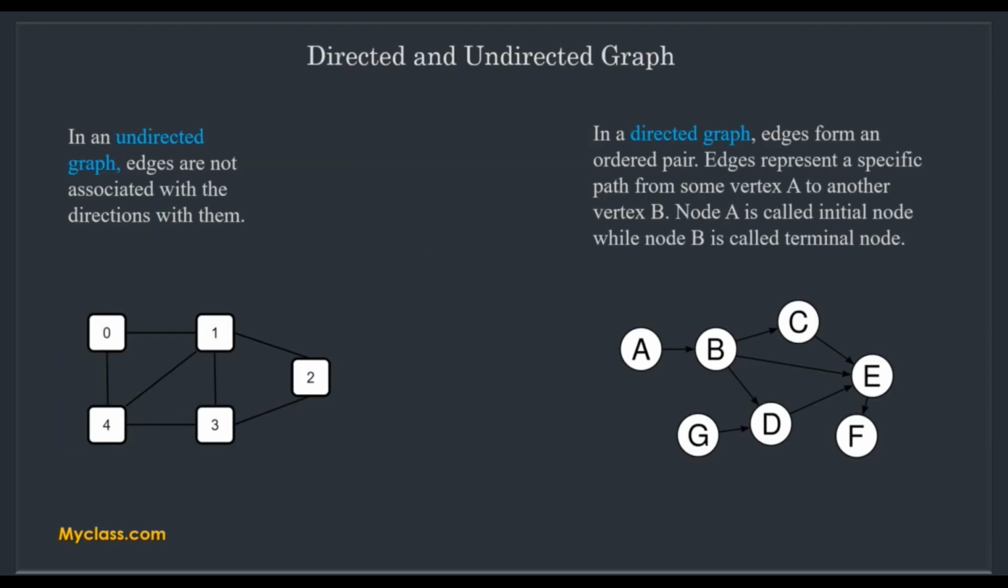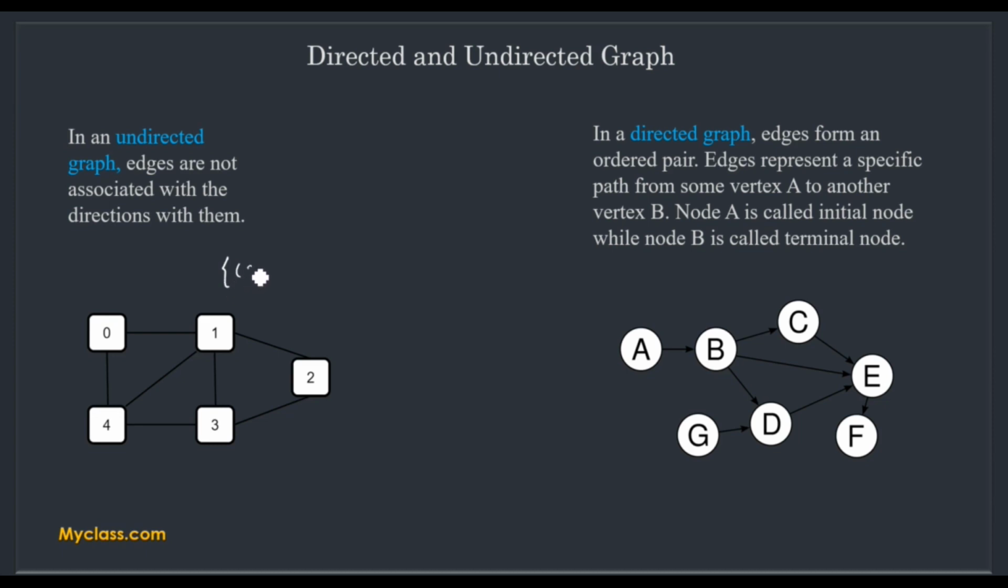There are mainly two types of graph, directed and undirected graph. In an undirected graph, edges are not associated with directions. In an undirected graph, there is no arrow sign in this graph image, because if there is a connection between 0 and 1, 0 is not the starting point or the ending point, and 1 is also not the starting point or ending point. There should be a connection between 0 and 1. That is the undirected graph.